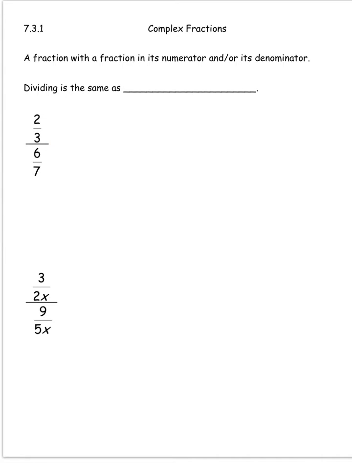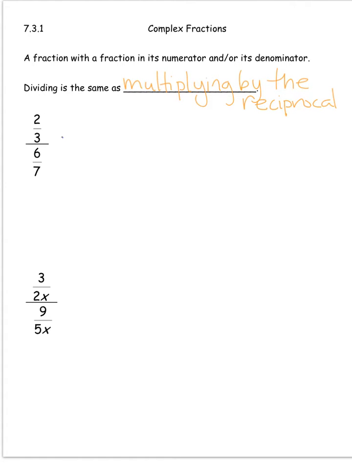So dividing, as we've already studied, is the same as multiplying by the reciprocal. So we will be ultimately multiplying by the reciprocal, same as we did with dividing. So I started with an example just from elementary school, 2/3 divided by 6/7. No variables. Should be pretty basic.